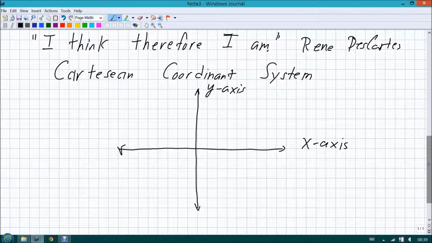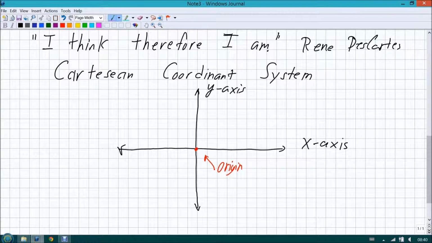So the x-axis is horizontal, and the y-axis is vertical. In the middle is a point called 0, 0. This is the origin. This is where you start. So we always start in the middle at 0, 0, where the x-axis and the y-axis intersect. And when we do this, it breaks it into 4 quadrants.